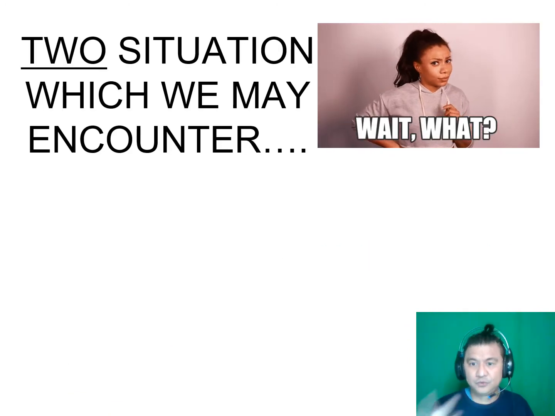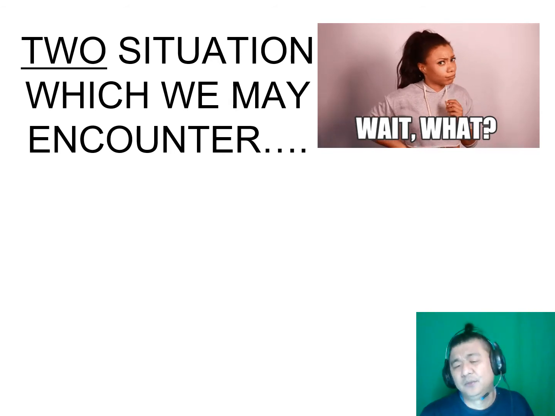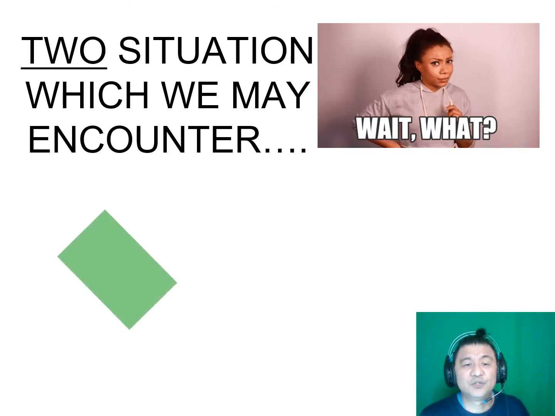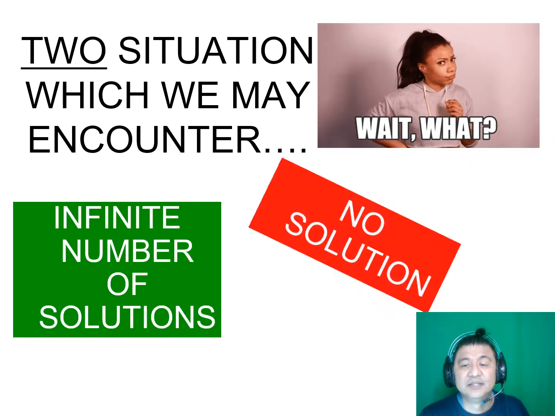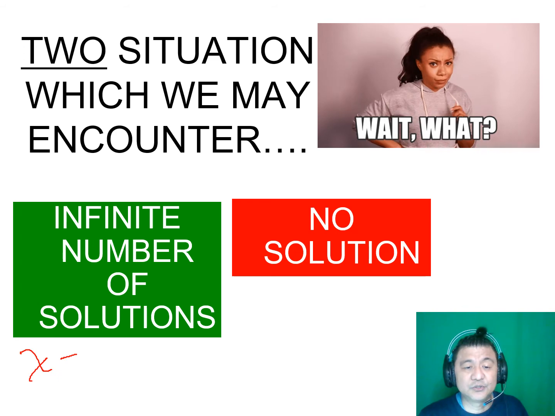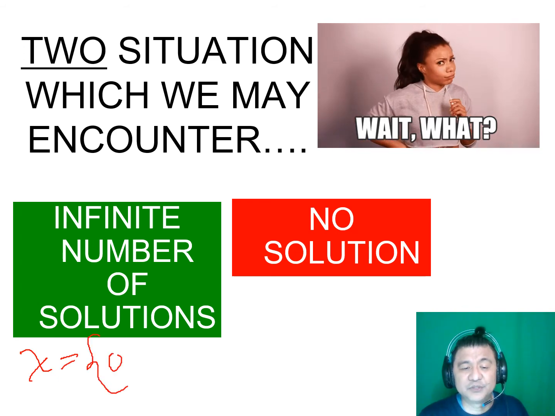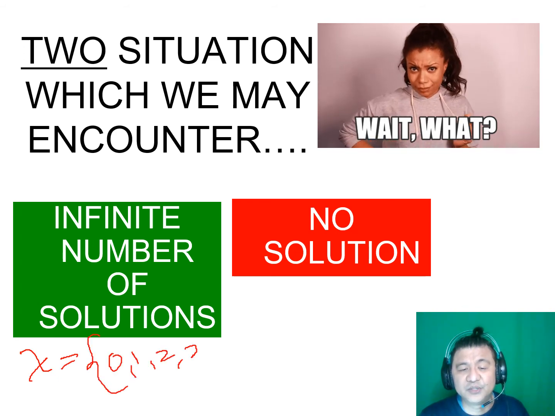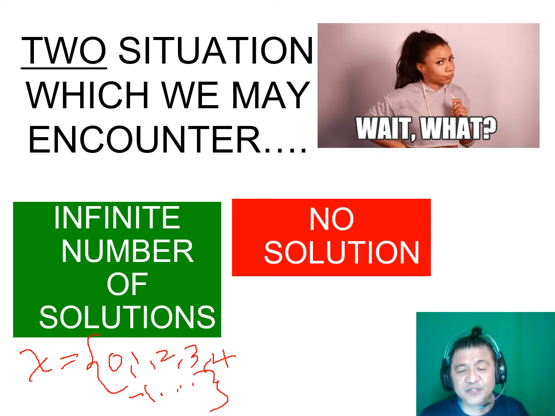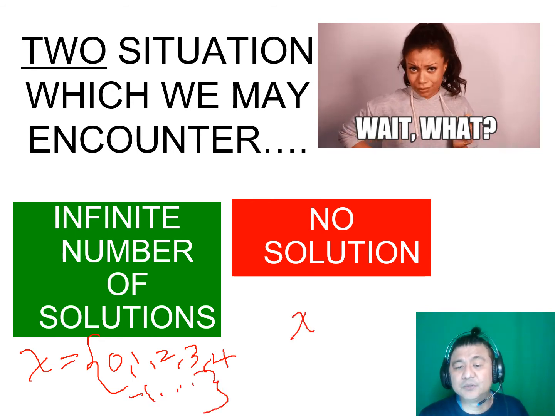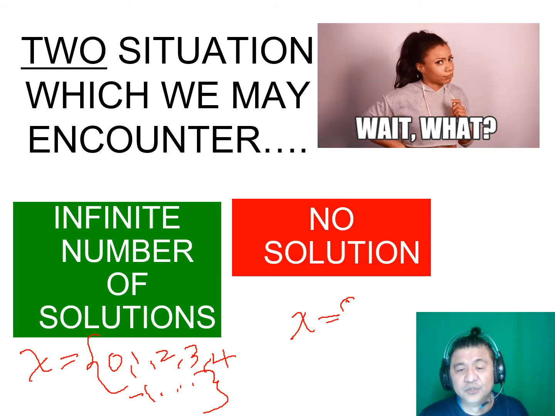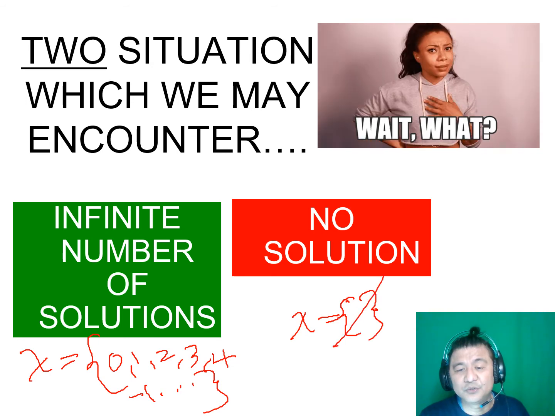Now, there are two situations which we probably didn't study in the past. Wait, what? Yes. When you solve for an x, I said infinite solutions, there's going to be a lot. x could be any of the numbers 0, 1, 2, 3, 4, even the negative numbers, there'll be infinite solutions. Or x could be nothing at all. No solution. No possible solution.